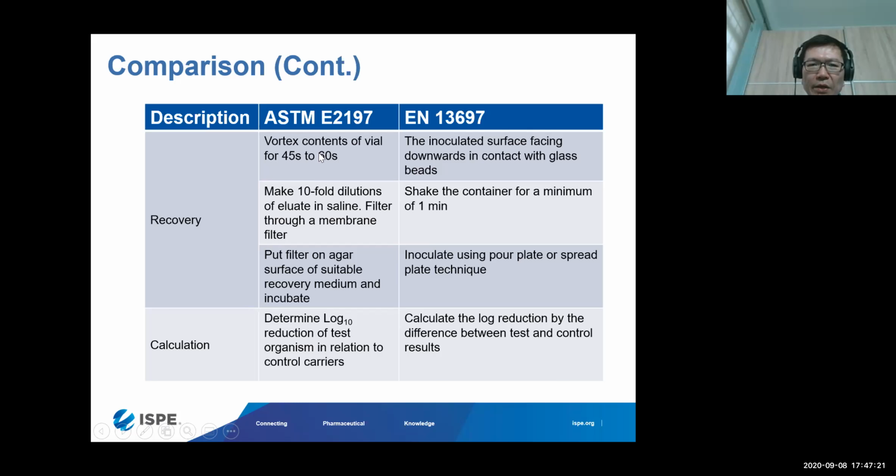ASTM uses the vortex method. EN 13697 uses glass beads to dislodge any residual microorganisms from the surface. So there are major differences in the recovery methods. After recovery, of course, you do the calculation. So this just gives you an idea of some of the differences between these two methods.